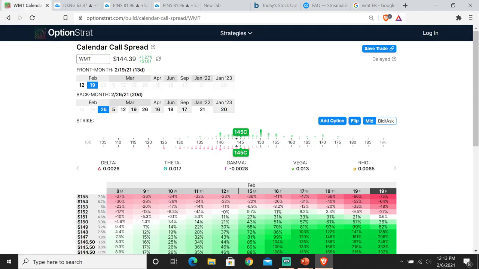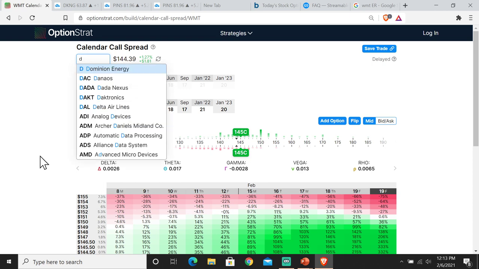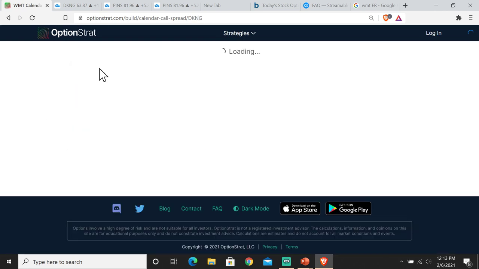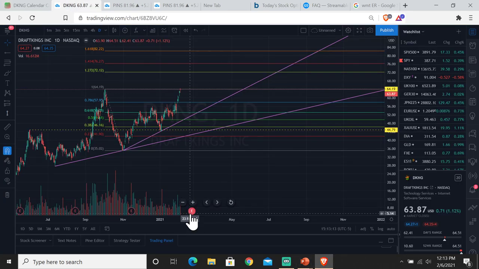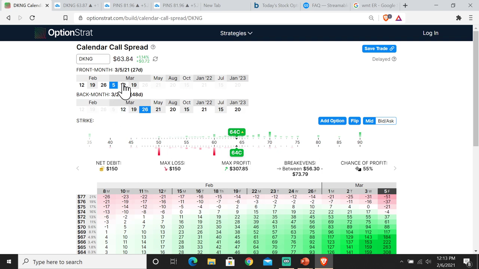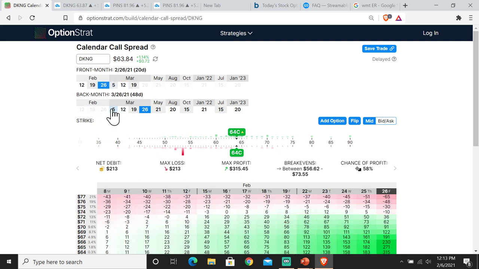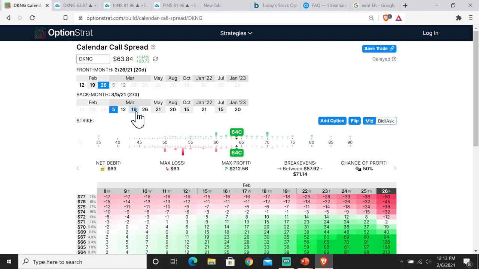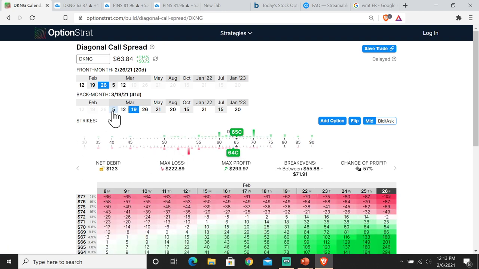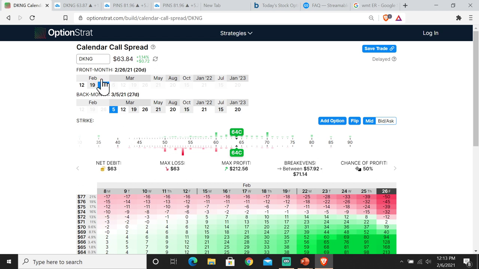DraftKings. Let's take a look at those contracts and see if there's any IV skew we can take advantage of. So February 23rd. So that would be February 26th, and we can take March 5th. Again, as I said, you can always take a longer one to increase the likelihood that you'll remain profitable. And remember with a calendar call spread, if you're still bullish on the stock after the front-dated option expires or you collected a premium profit on it, you can just buy back this front-dated option and leave your back-dated option. If the stock continues to rise, it'll just be like a regular long call, and you'll continue to profit off of that, right?